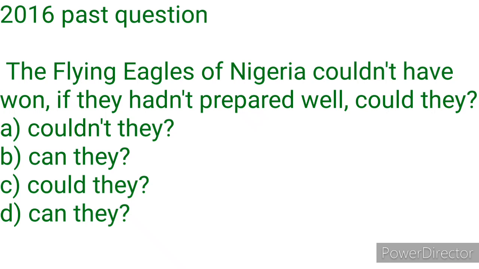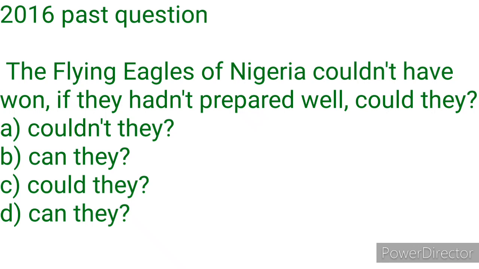Now, option A, can't they? Can't is cannot. So, can in cannot is in the present tense. So, it's not the correct answer. We're striking it off. And option D, can they? Can is the present form of could. So, we are striking off option D because it's in the present tense.